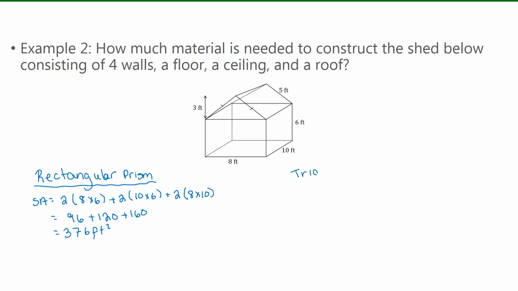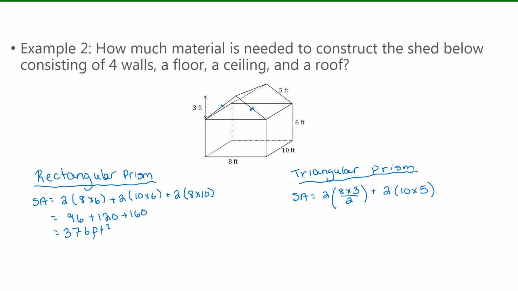And we also have the triangular prism on top of that rectangular prism. So for the two triangles, we'll have a base of 8 and a height of 3. Now, two of the rectangles are equal, since these two side lengths are equal. So the two rectangles that make up the roof there are the same. They are both 10 times 5.